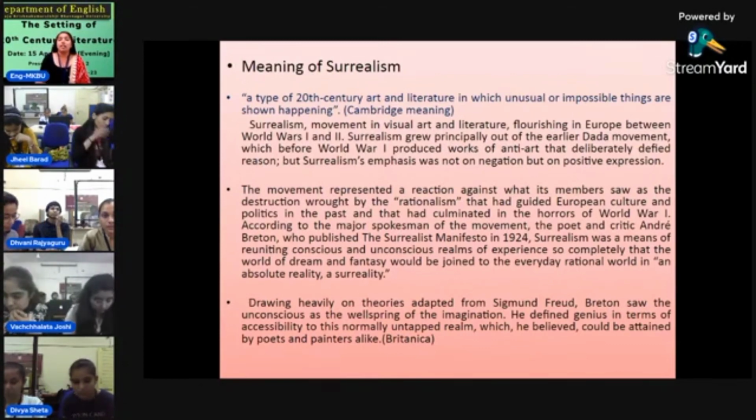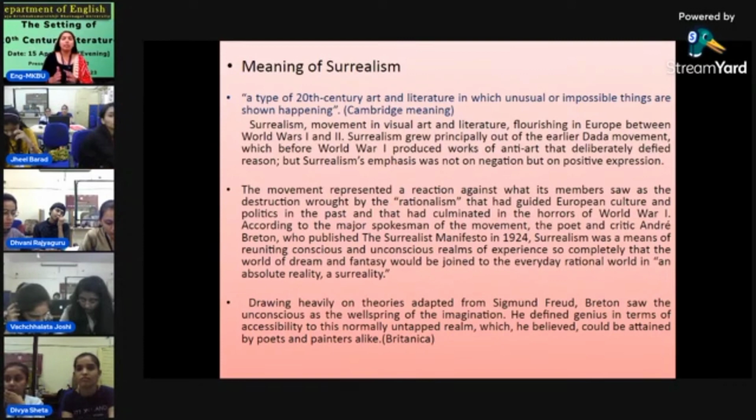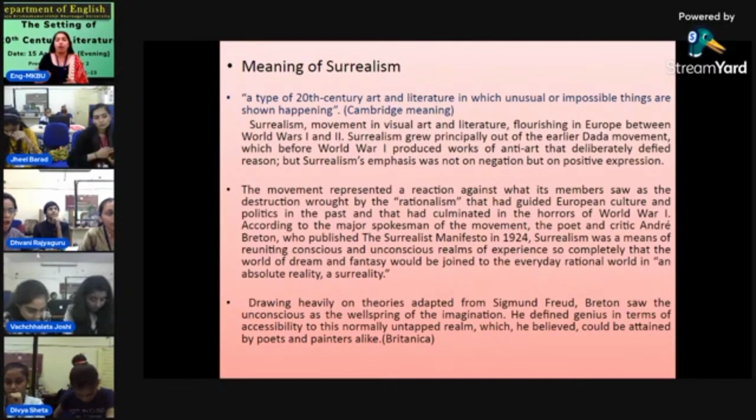The surrealism movement in visual art and literature flourished in Europe between World War First and World War Second. Surrealism grew principally out of the earlier Dada movement, which before World War First produced work of anti-art that deliberately defied reason, but surrealism emphasized not negation but positive expression. The movement shows the destruction wrought by rationalism and European culture and politics in the past, which culminated in the horror of World War First.